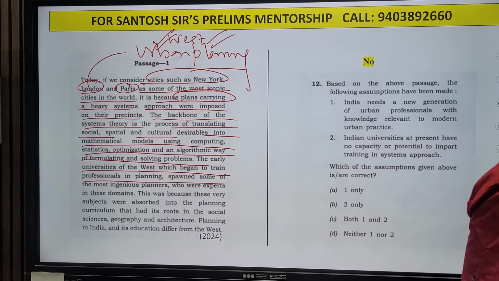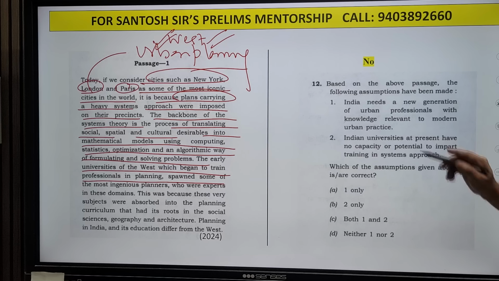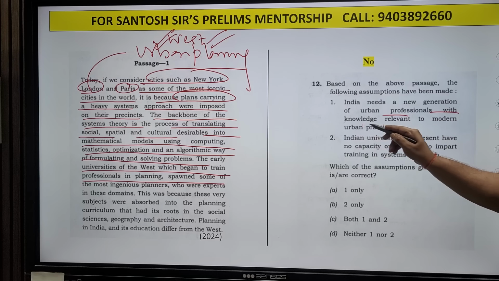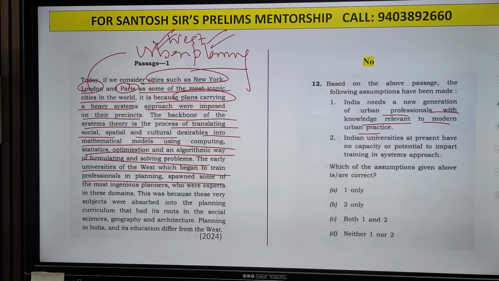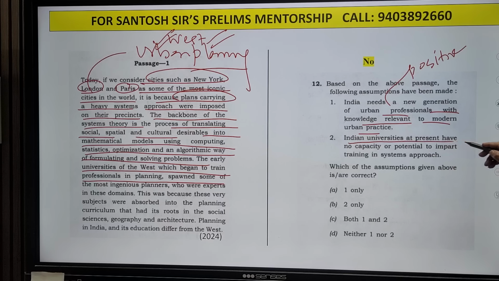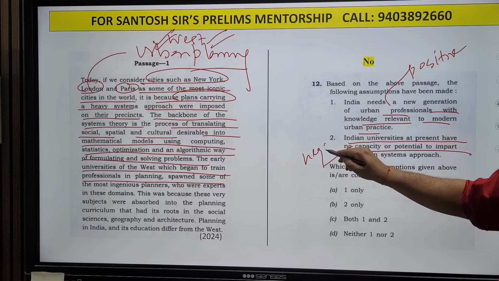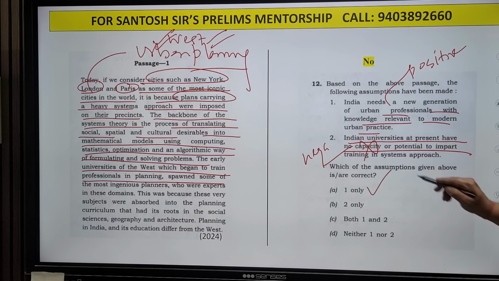Let us read the question, guys. Based on the above passage, the following assumptions have been made. India needs a new generation of professionals with knowledge relevant to modern urban practices. This is a positive statement. Most probably it will be correct. Second statement, Indian universities at present have no capacity. Negative statement, no capacity. So statement 2 is incorrect. Answer will be 1 only, I think. Yes, the answer is 1 only.